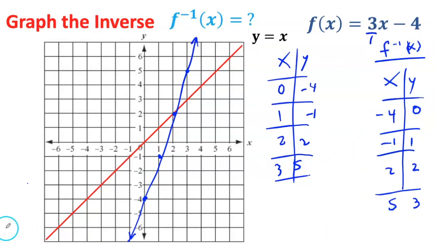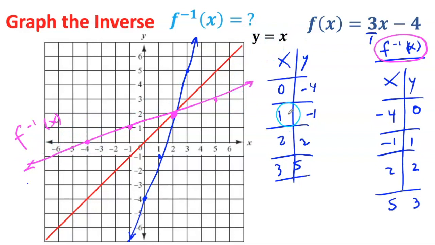Let's graph this. My inverse will be magenta. The points are -4, 0; -1, 1; 2, 2. This is where they intersect. And 5, 3. Let's draw a line, and this is my inverse function. I hope you see the symmetry between them. It's a reflection of the blue line over my red line, which is y equals x, and you get the magenta line.